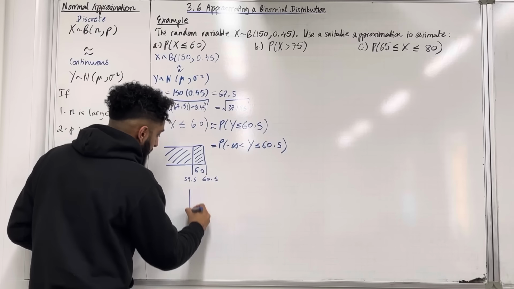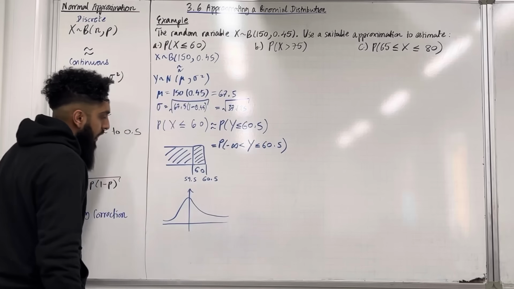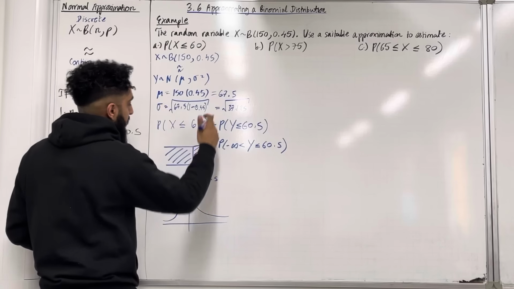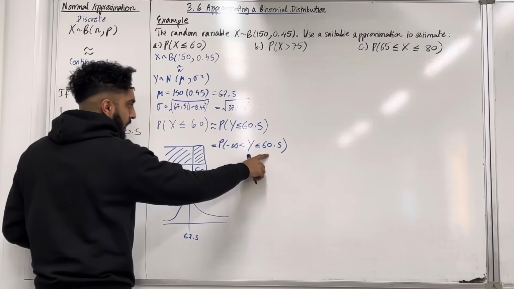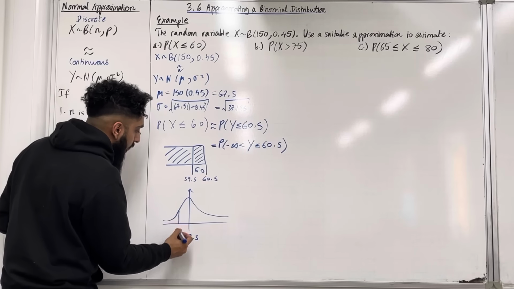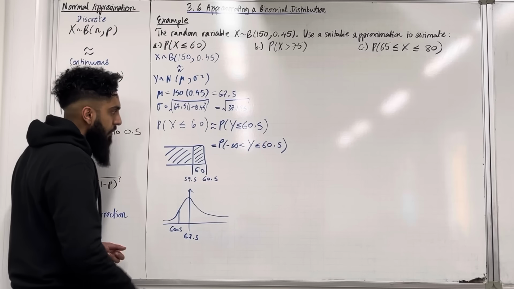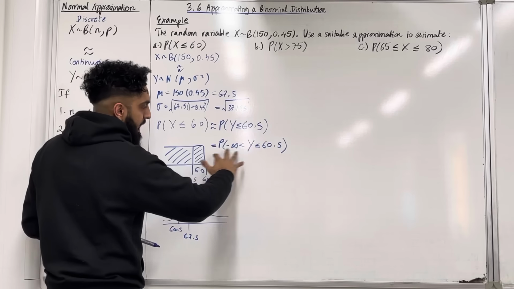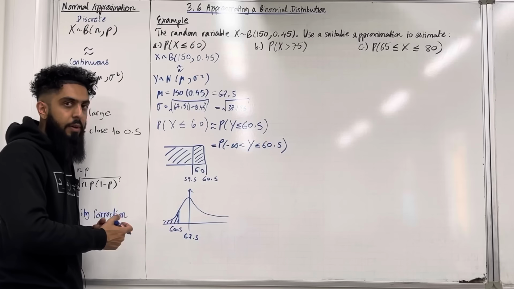I'm going to represent this on a bell-shaped curve. So here is my bell-shaped curve. The bell-shaped curve is centered at the mean mu, which is 67.5. Now 60.5 is on the left-hand side of 67.5, so it will be somewhere over here. That there is 60.5. So this probability over here represents the area to the left of 60.5. If I was to shade it, it will be this shading over here. We're trying to calculate that area.